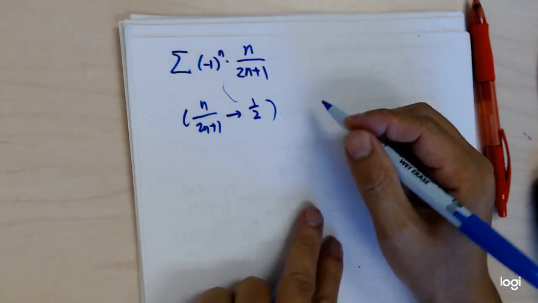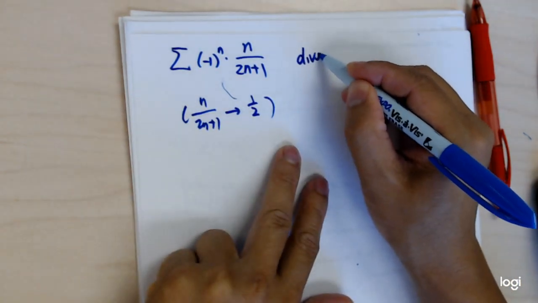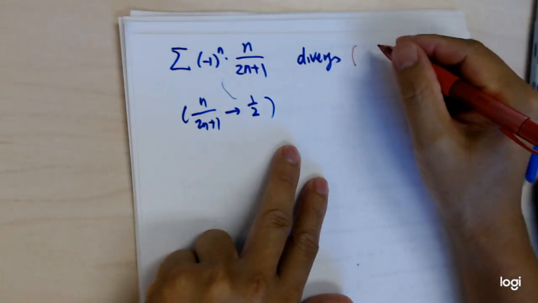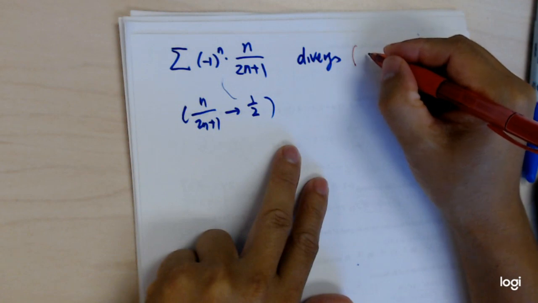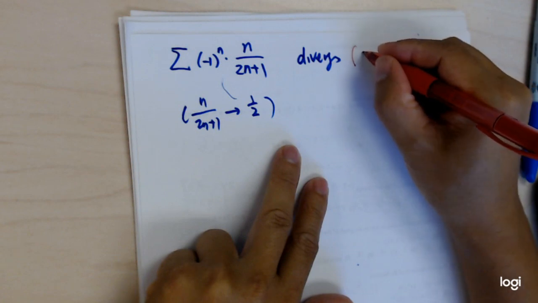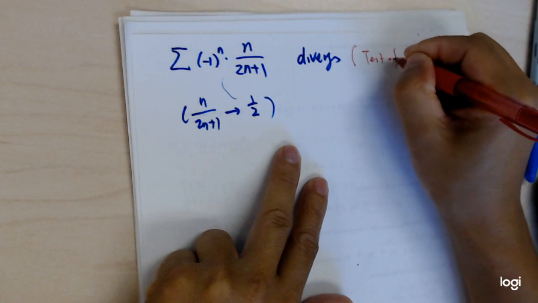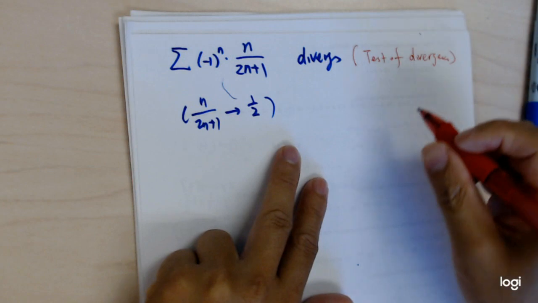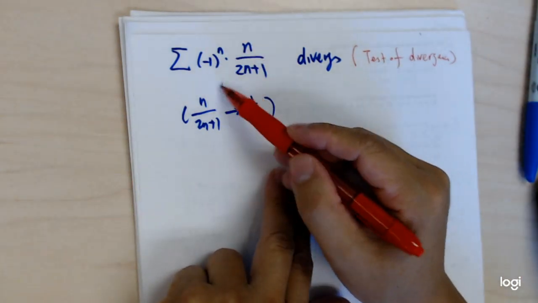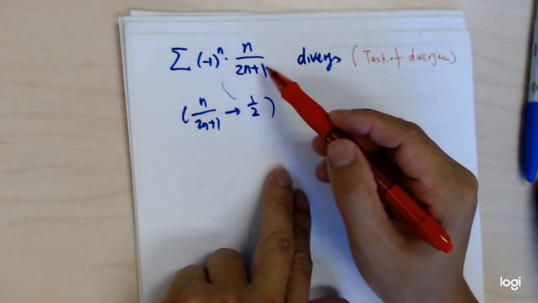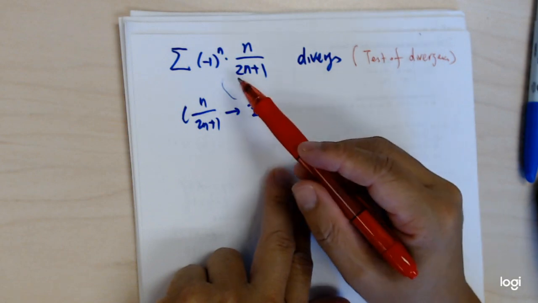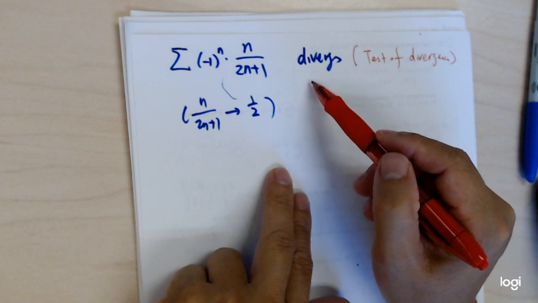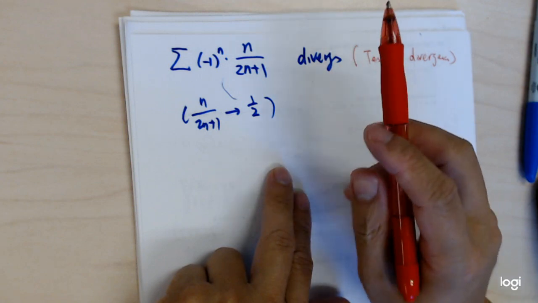So we're going to say this series simply diverges. Can you guess what test? It diverges by the test for divergence. The test for divergence says as long as the term here does not go to 0, then the series must diverge. So for this one, it simply diverges. We're not going to talk about convergence conditionally or absolutely. It simply diverges.